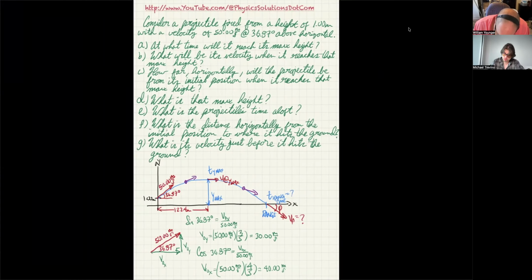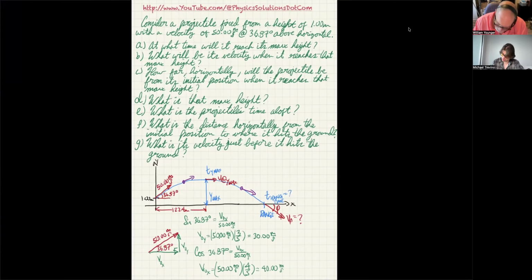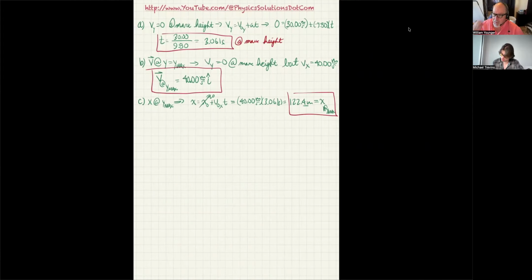Now for part D, we say, what is the max height? Well, I would like to know the max height, and what we figured out is that it reaches the max height at 3.061 seconds. So I could use that time and calculate the max height by using the y equation, and that would use a result that we already calculated. So that wouldn't be the most ideal thing. So the better way would be the alternative method, and that's what I'm going to do.